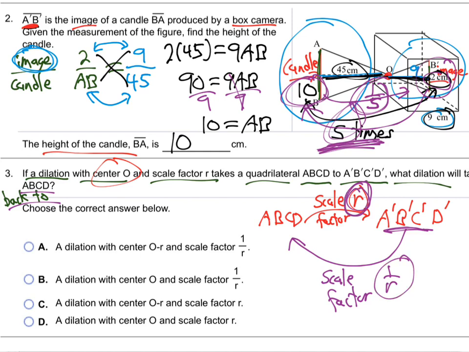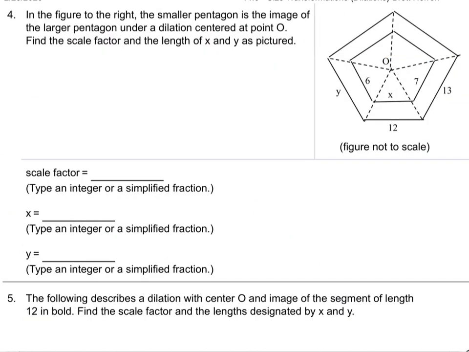So now this one's wrong because it says center OR. No. We don't want that. We want center O, the same center that we said. We don't change the center at all. The center has to be the same. So it's option B, the same center, but scale factor 1 over R. It's just the reverse.